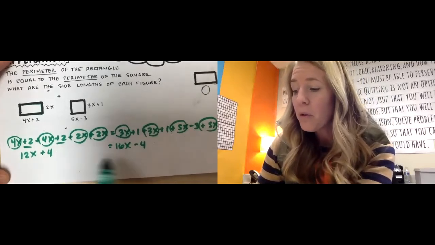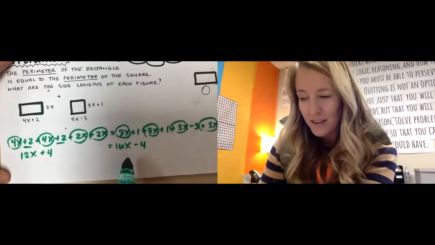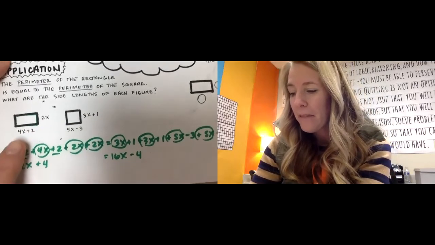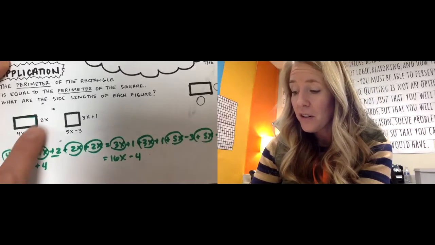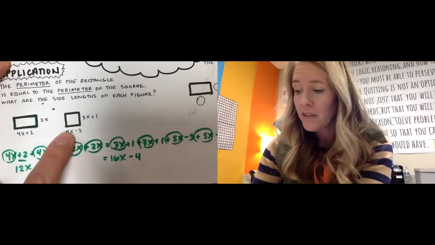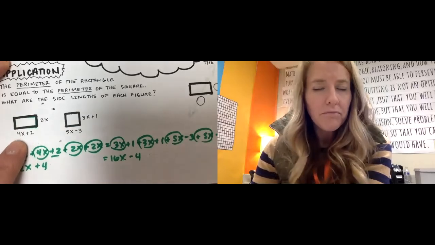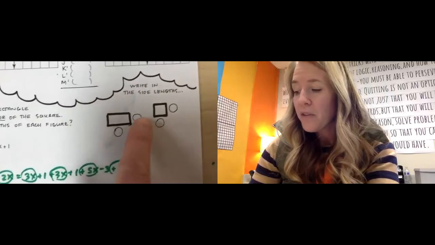Because now I want you to go through and solve for x. Once you know x, you plug it back into any of these values, either here on the rectangle or here on the square. And you can figure out the perimeter of one. Once you figure out the perimeter of one, it's just going to tell you the perimeter of the other. So plug in those values here.